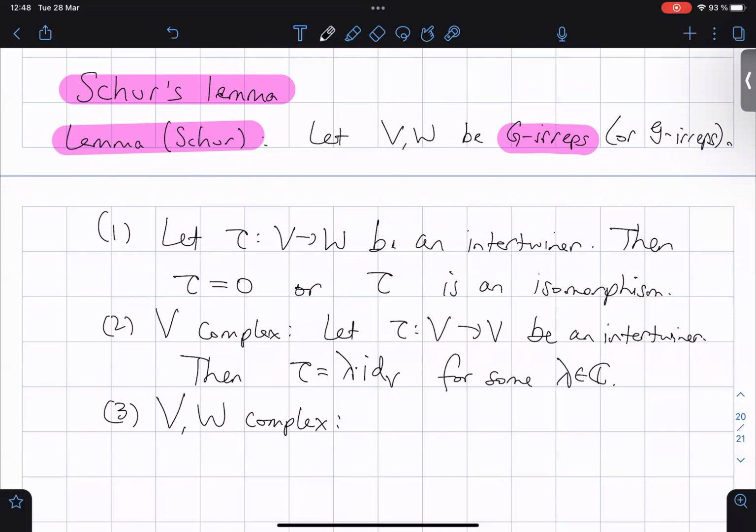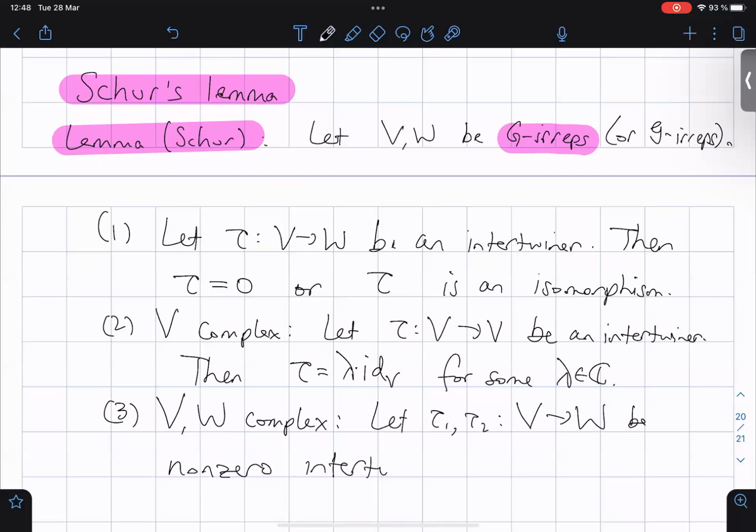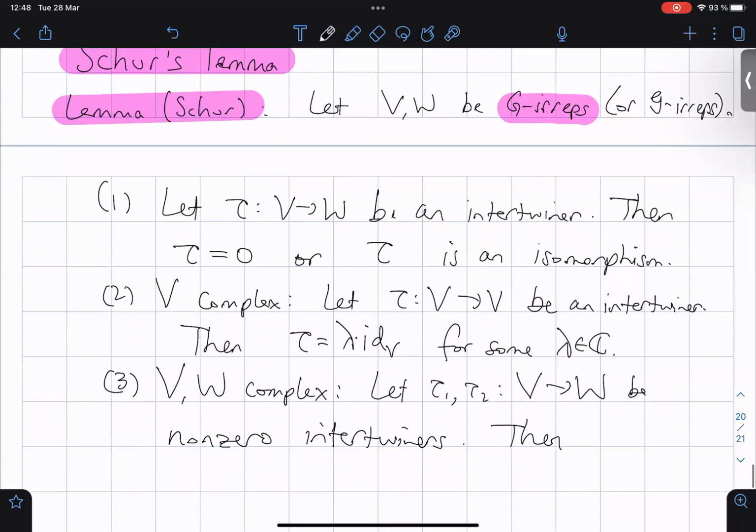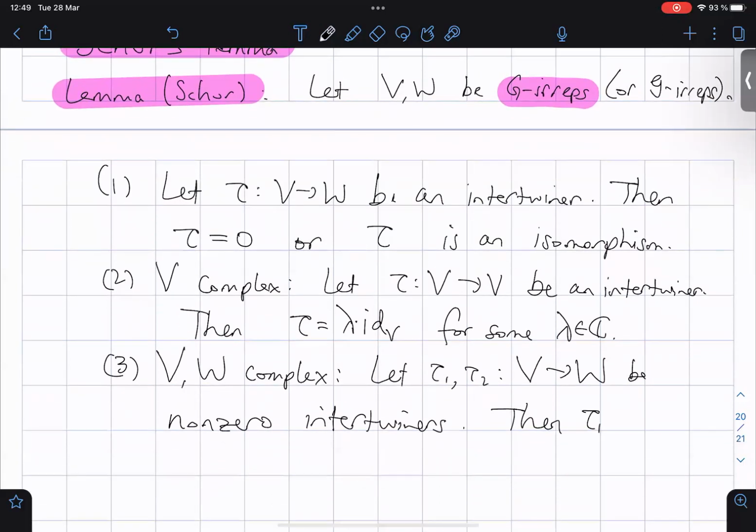What if both V and W are complex vector spaces? Suppose I have two intertwiners, tau1 and tau2. And let's suppose they're non-trivial, so non-zero intertwiners. Then we're going to piggyback off of the second statement to get the following, that one has to be a multiple of the other. Okay, so that's three statements there.